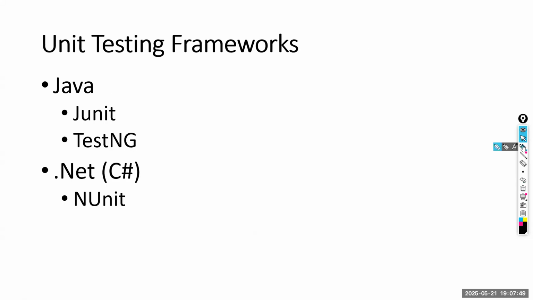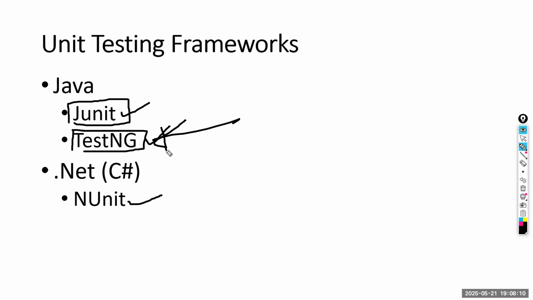Right. When it comes to Java-based unit testing frameworks, the two most popular are JUnit and TestNG. For .NET or C Sharp, there's NUnit. JUnit is the older one, TestNG is the new one. Therefore, in your syllabus, we refer to TestNG. Basically, TestNG is an improvement of JUnit, so you don't need to learn JUnit because TestNG is pretty much like JUnit but has more features. TestNG was inspired by JUnit and NUnit and added more features.